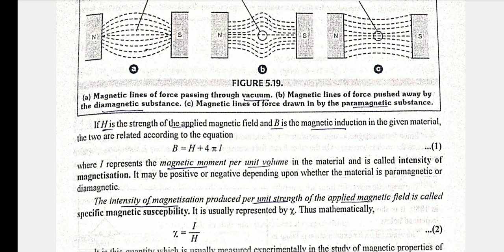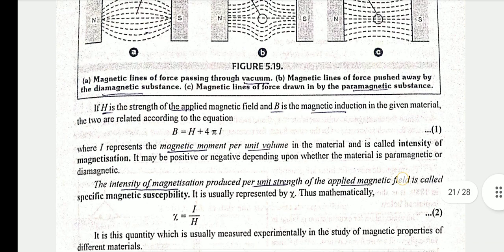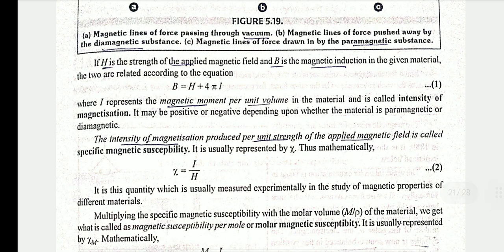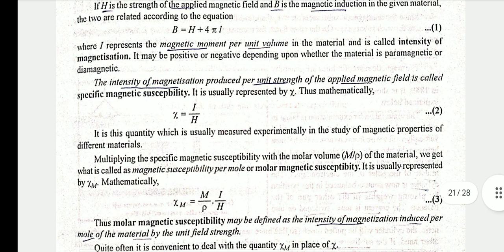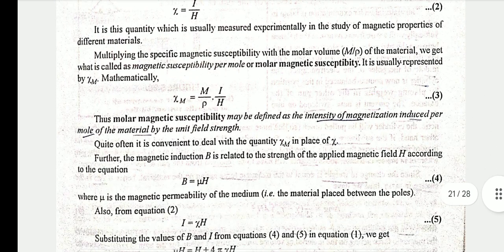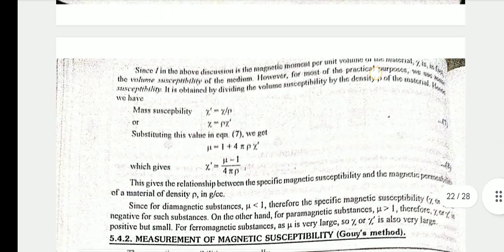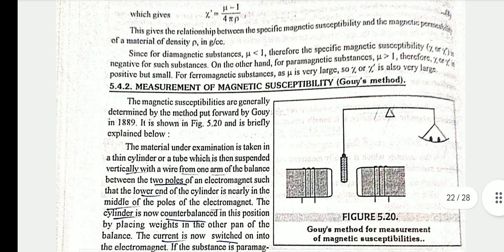The intensity of magnetization produced per unit strength of applied magnetic field is called specific magnetic susceptibility. It is usually represented by χ. Mathematically, χ = I/H. It is this quantity which is usually measured experimentally in the study of magnetic properties of substances. Measurement of magnetic susceptibility.